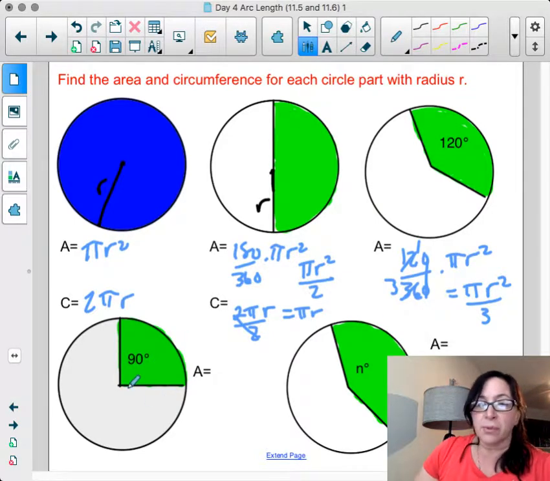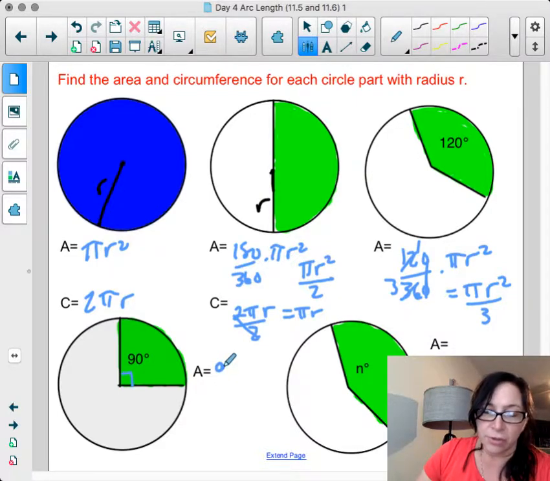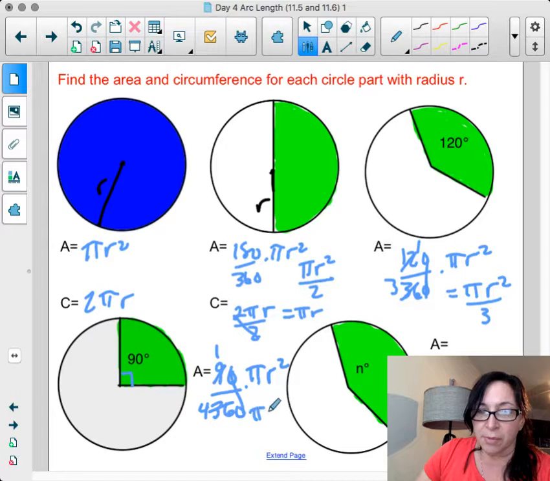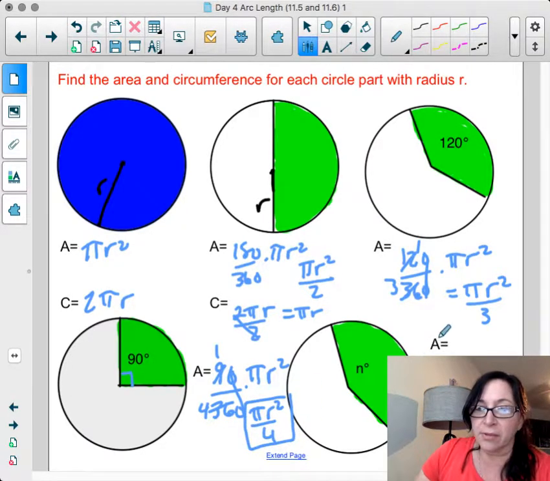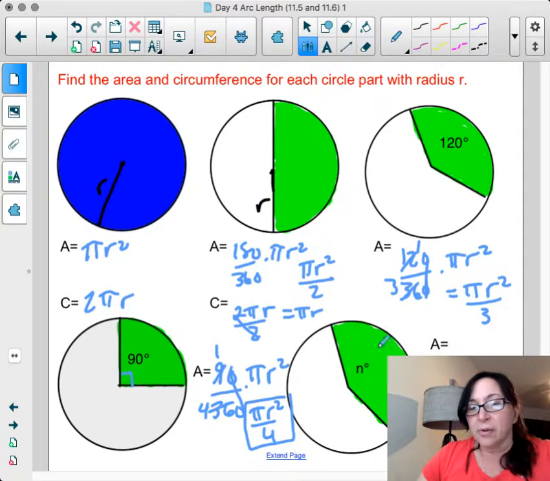This one, being a 90-degree angle, to find the area of that, is 1/4 of the whole circle. Or you could write it as 90 degrees over 360 times pi r squared. So again, these cancel. This is 1/4. So my final answer would be pi r squared over 4. And this one right here is just n degrees. So we would write that as n degrees over 360 times pi r squared. And that would be my answer for that problem.